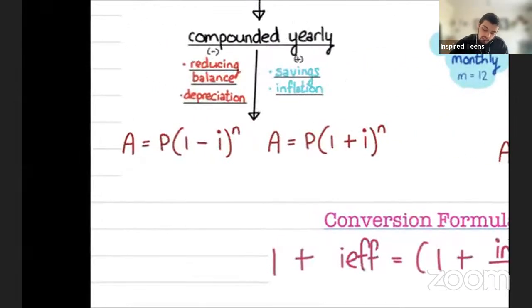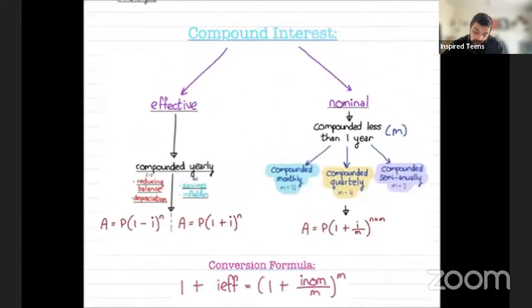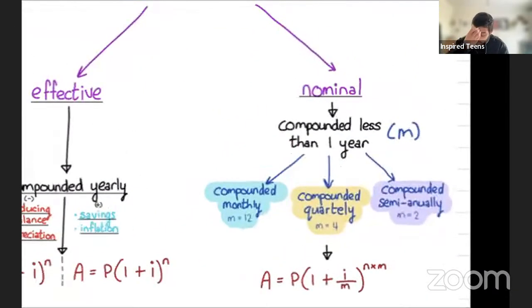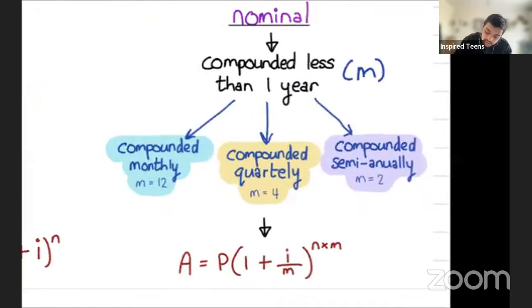Okay, and that's when we have compounded yearly. There's of course our two different formulas: the minus for everything in red and the plus for everything in blue. Now let us discuss nominal interest. Nominal interest is where it gets a bit more intricate and a bit more interesting. It's compounded less than a year. So your interest is compounded not yearly, not annually, but less than a year.